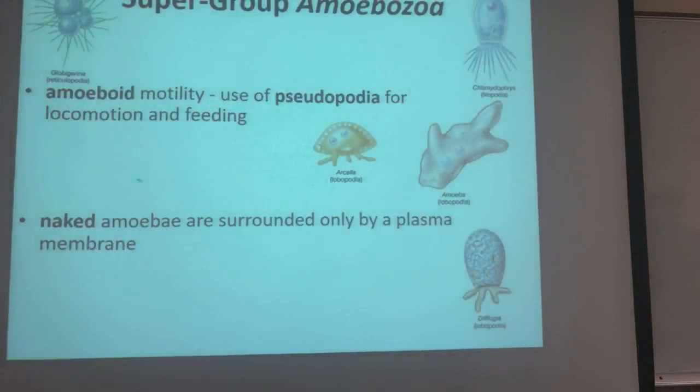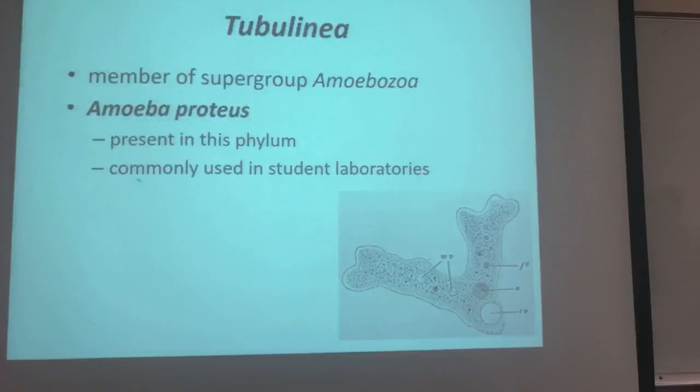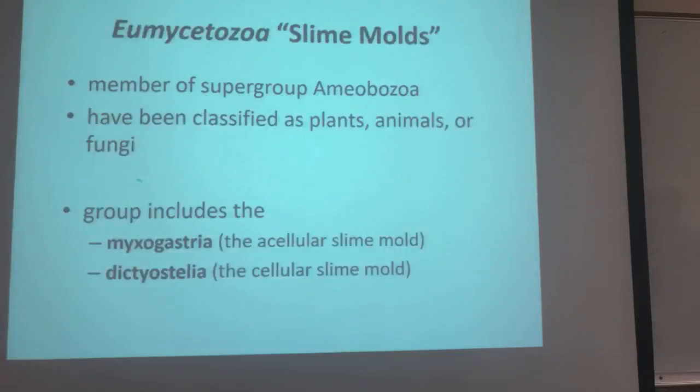We talked about amoeba. Remember that some amoeba are naked, some have a shell. Amoeba proteus is your typical laboratory amoeba that's well studied and ubiquitous. We talked about slime molds. I think the only thing to know here is the Myxogastria, or the acellular slime molds, whereas the Dictyostelia are the cellular slime molds.